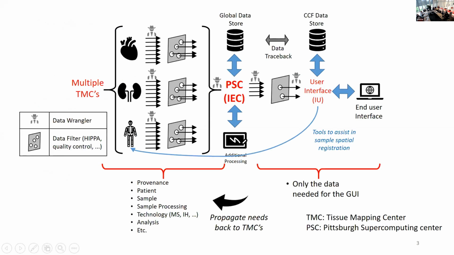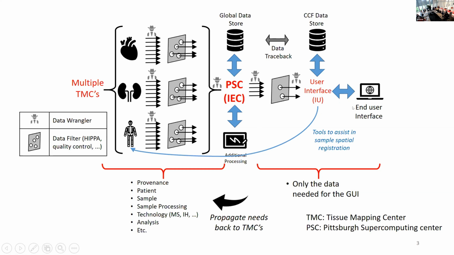In this overview of the data pipeline, you see that in HuBMAP we have multiple TMCs. Right now we have 5, which generate organ-specific data, and some of this data makes it to the Pittsburgh Supercomputing Center. And again, a subset of that data makes it to the CCF construction teams and the user interface that comes with the CCF.